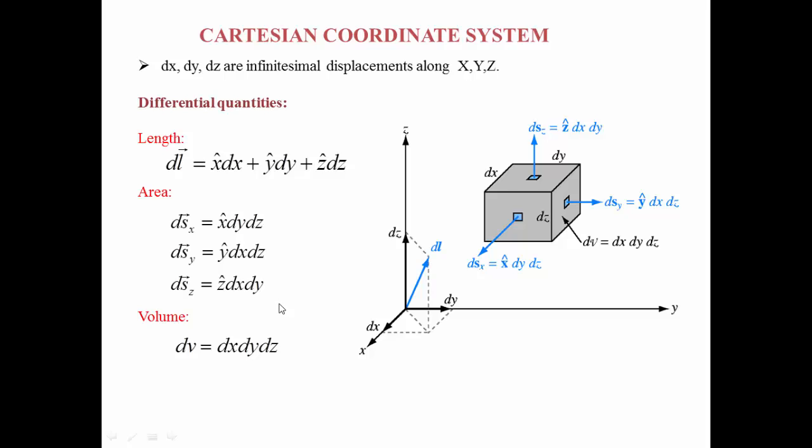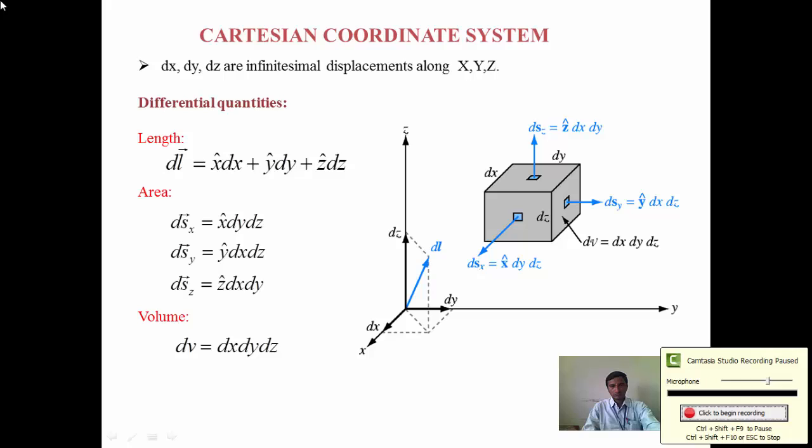For the volume, we are very familiar with the volume of this rectangular object. The unit is meter cube. Therefore, we are just multiplying the three values dx, dy and dz. Again, just understand the concept here. Length has a direction, so it is a vector. Area has a direction, so it is a vector. Volume does not have direction, so this is a scalar quantity.